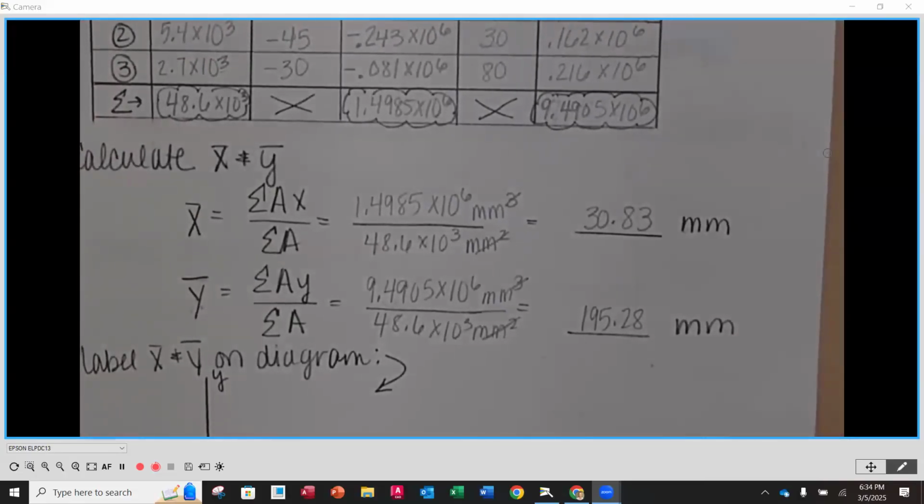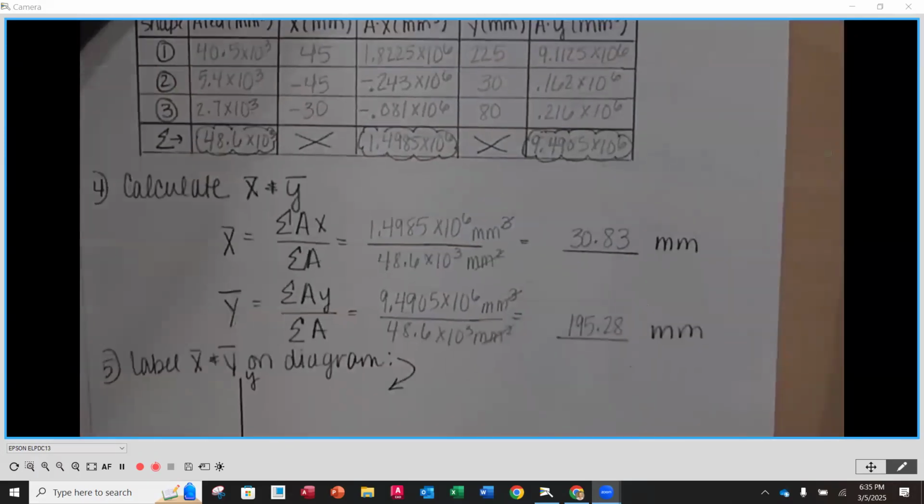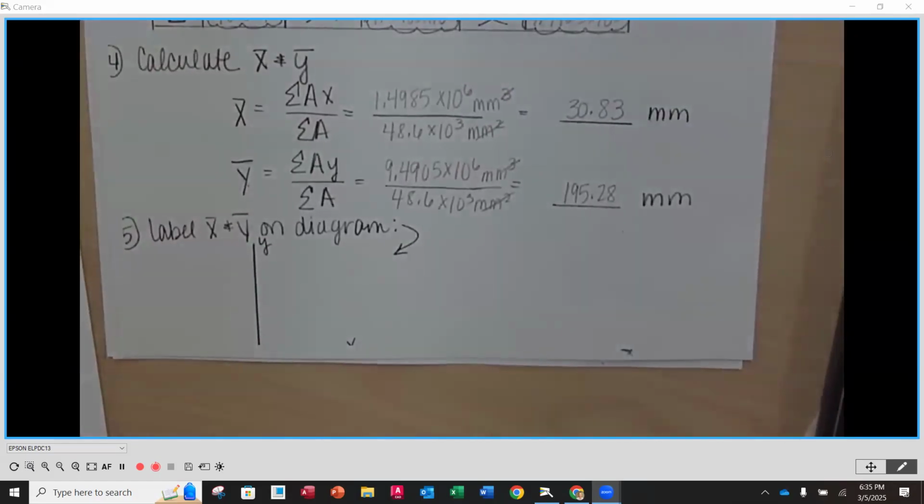Sounds familiar. All right, so now you're going to notice that we have positive values for each of these. So all that means is that, in reference to our reference axis, we are going to be to the right for the X bar, and we're going to be up for the Y bar. Again, if either one of these numbers would be negative, it would be on the opposite side of the axis. So now the last step here is to label your X and Y on the diagram.